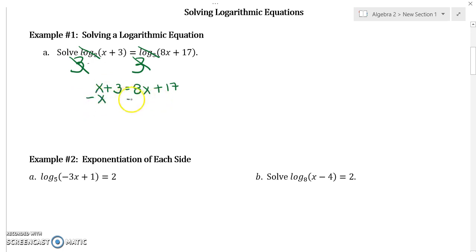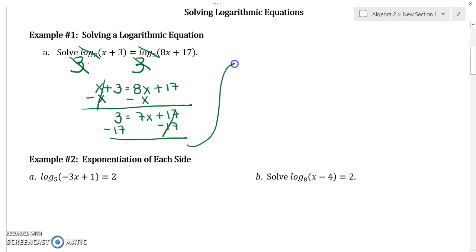So I'm going to go ahead and subtract x to the right side, and I'm left with 3 equals 7x plus 17. And then I'm going to go ahead and subtract 17 to the left side. And I'm going to just show the answer here. We get negative 14 because 3 minus 17 equals negative 14, and then the 7x drops. Last step is to get rid of that 7 by dividing 7 on both sides, and x equals negative 2. Okay, so that's our x value.